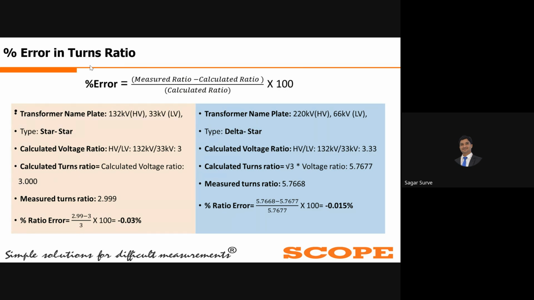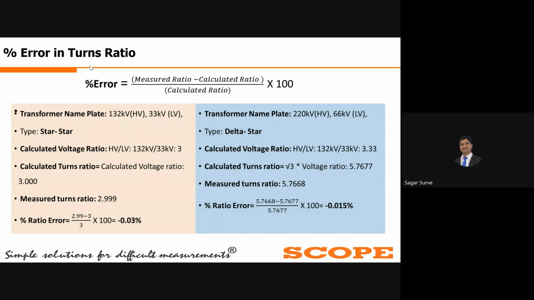Now, percentage error calculation. We have conducted the transformer turns ratio test and we have got some results. Now we have to compare those results with the factory test results, or we can say nominal results, which are calculated values.